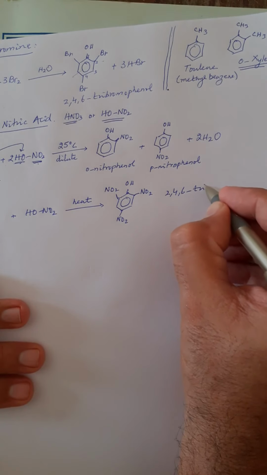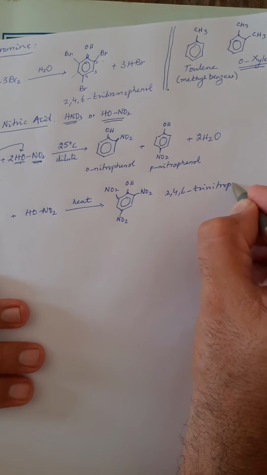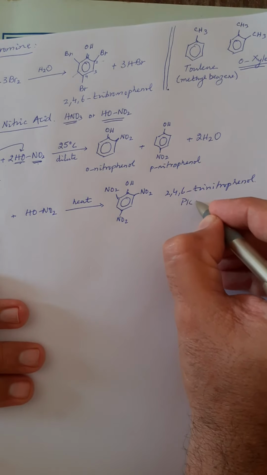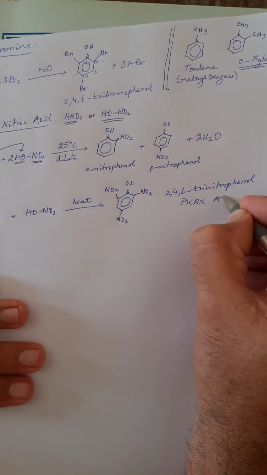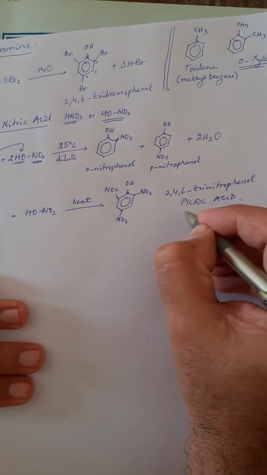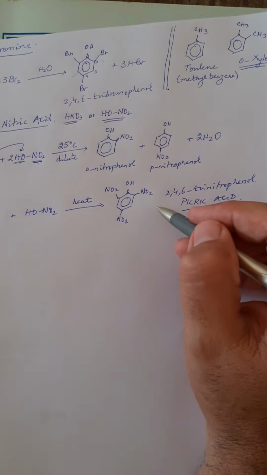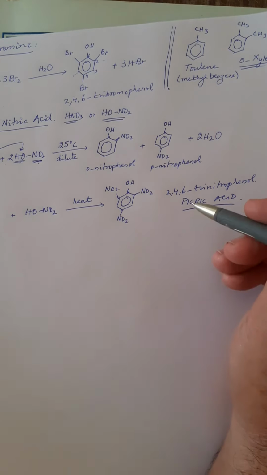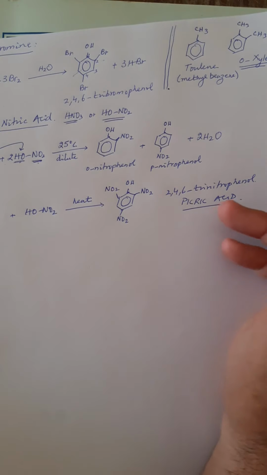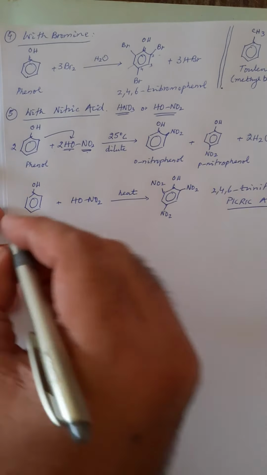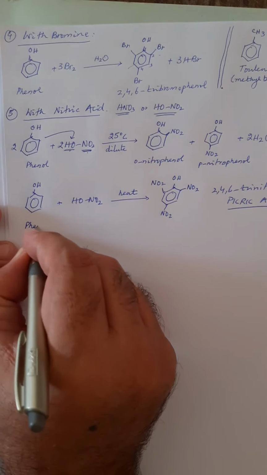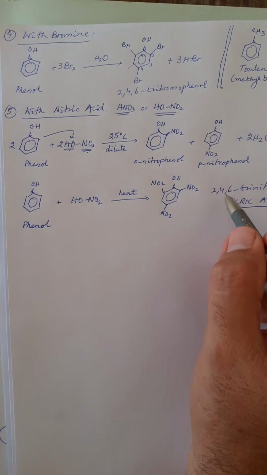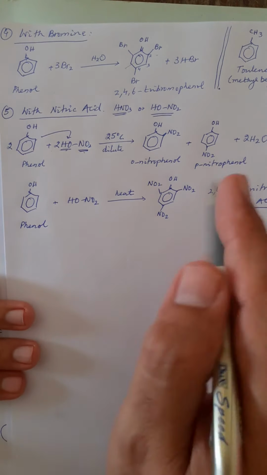2,4,6 trinitrophenol. You're right. And what else is it called? Yes, picric acid. It is acidic, it is poisonous, it is used to make explosive bombs, and in ointments to kill germs. So this is how we can convert phenol into picric acid or 2,4,6 trinitrophenol very easily.